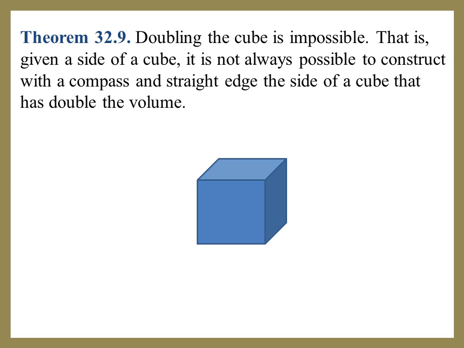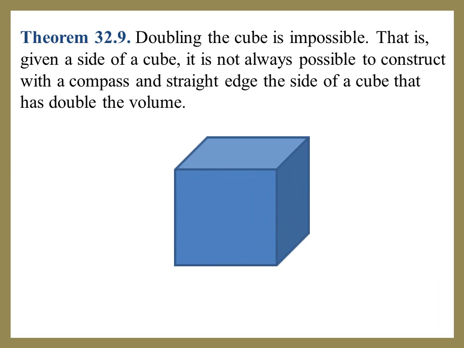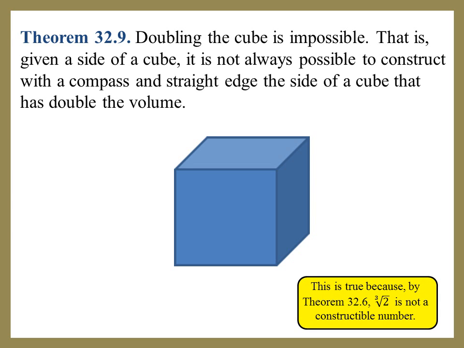We now address the three geometric constructions from classical Greece. First, doubling the cube is impossible. That is, given a side of a cube, it is not always possible to construct with a compass and straightedge the side of a cube that has double the volume. This is true because, by Theorem 32.6, the cube root of 2 is not a constructible number.